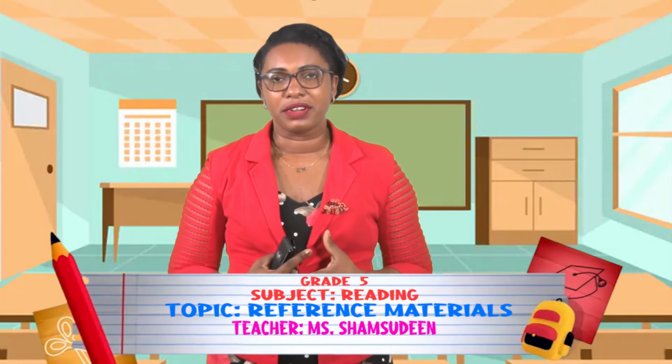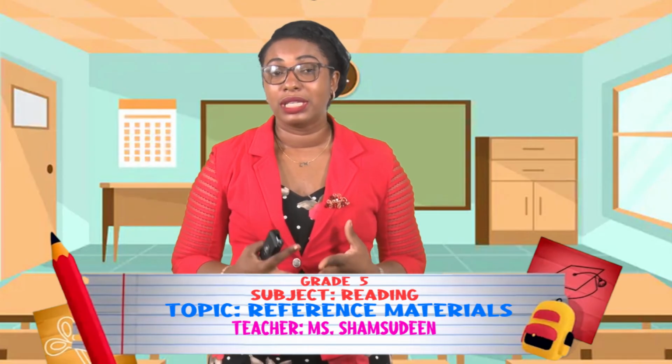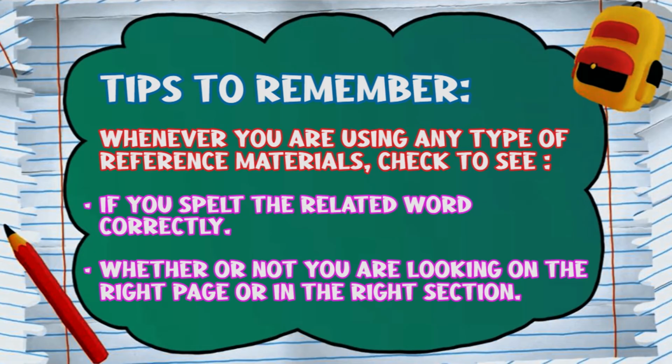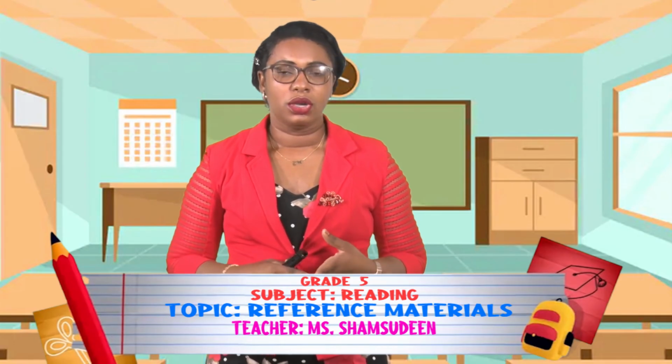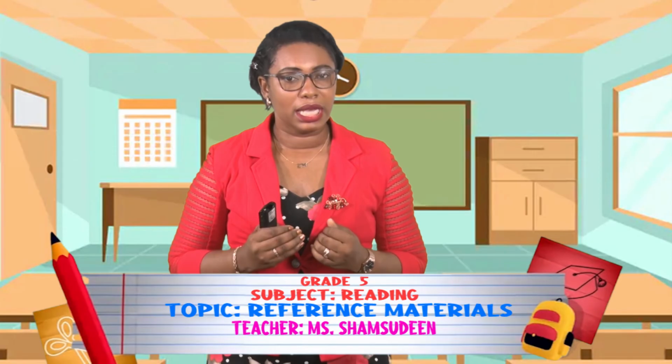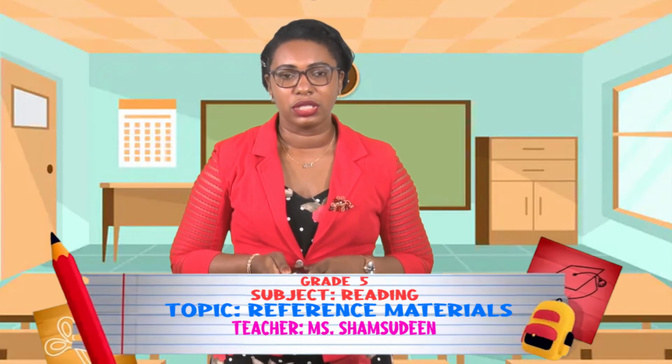Now, with all of these reference materials or sources of information that you can use, you want to always remember to check to see if you have spelled the related word correctly. And as I said, whether or not you are in the right section or on the right page. You cannot be looking for a word that begins with B in the S section, or look for a country in the atlas while you're in the section that has maps of villages. So you have to be careful that whatever you are looking for, you take your time and sort out those little details that can ensure that you use the reference material correctly.